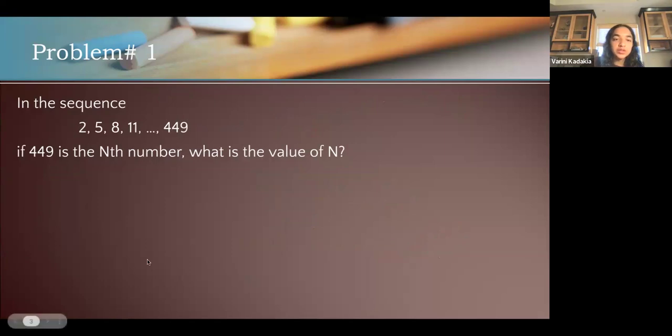In the sequence 2, 5, 8, 11, and so on up to 449, if 449 is the nth number, what is the value of n? I'll give you some time to think through the problem, and then I can go over the solution. Just give it your best attempt, and in the chat box maybe you can put some answers, and then I'll go over them.